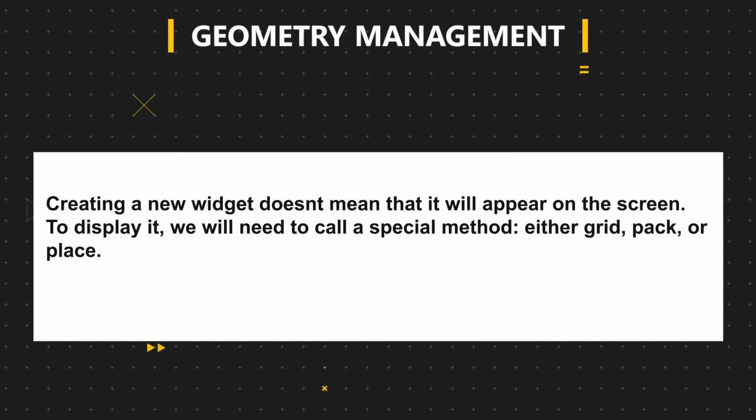Now, the next thing we're going to look at is geometry management. We talked about the order in which we create the program. Now let's talk about geometry management. Creating a new widget doesn't mean that it will appear on the screen. When we create widgets, they won't automatically appear on the screen. To display them, we need to call a special method: either the grid method, the pack, or the place. These are the three geometry managers in Tkinter.